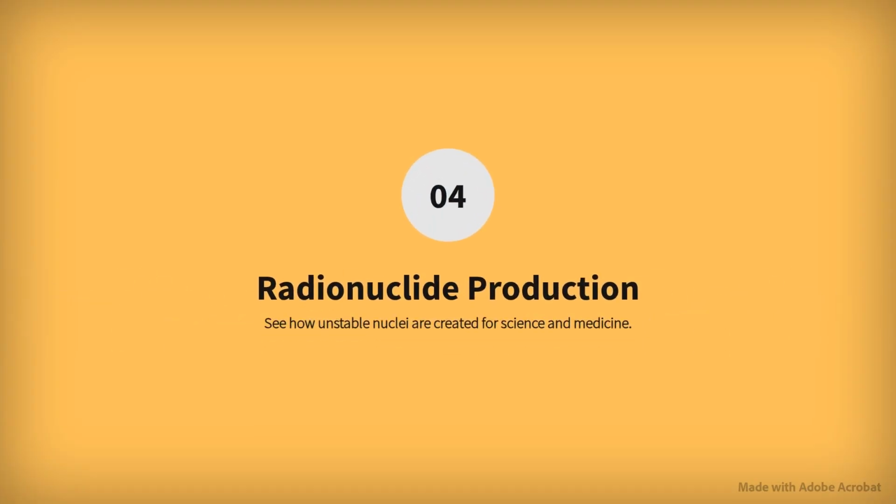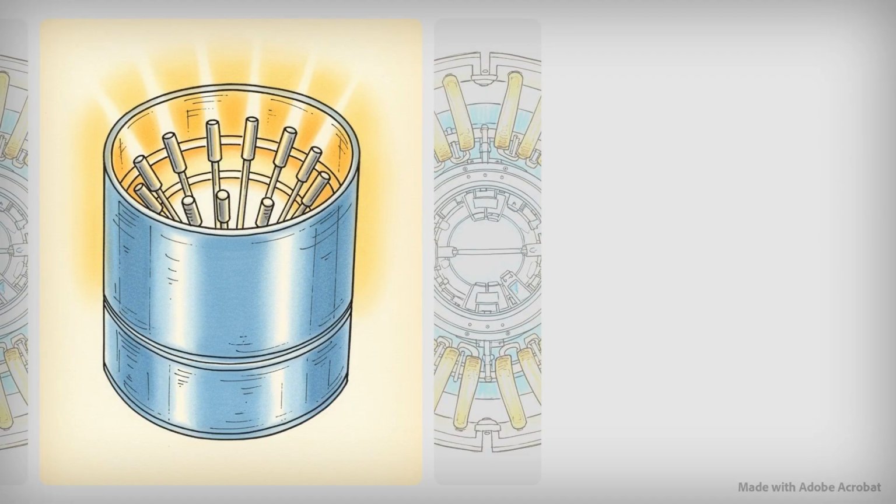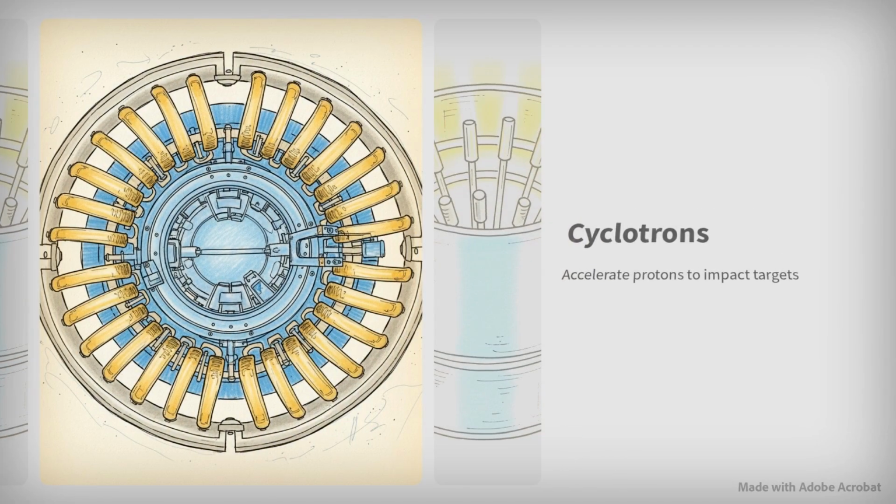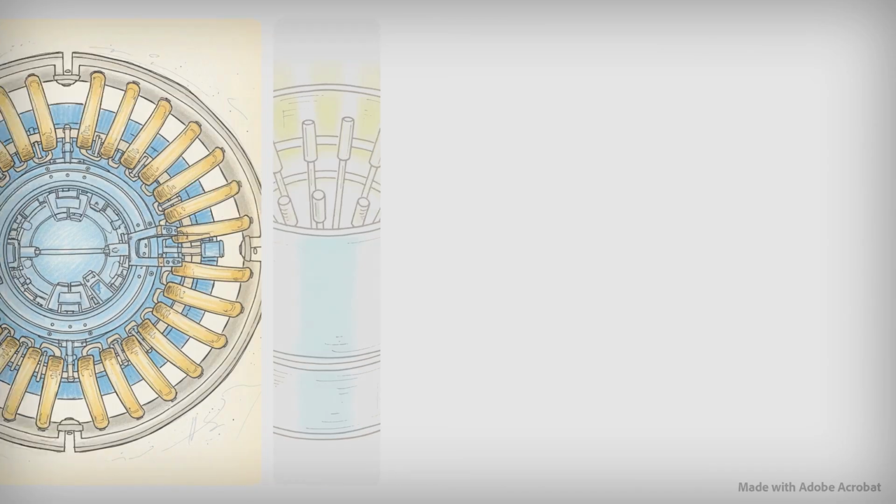Radionuclides are essential for research and medical applications. In this topic, we'll explore how these unstable nuclei are produced in reactors and cyclotrons. Here's how radionuclides are produced. Nuclear fission reactors and cyclotrons each use different methods to create unstable nuclei. Nuclear fission reactors produce radionuclides by adding neutrons to target nuclei, making them unstable. Cyclotrons accelerate positively charged particles, such as protons, to impact targets and create radionuclides.